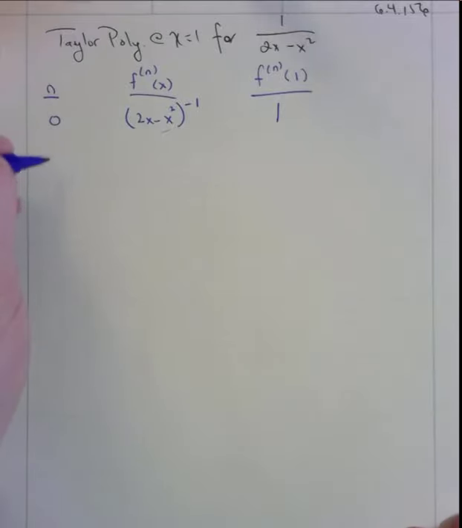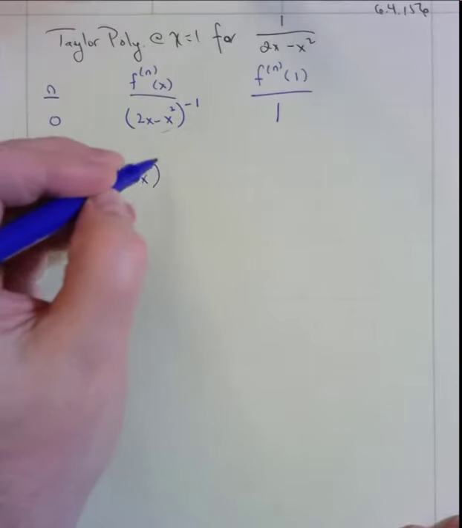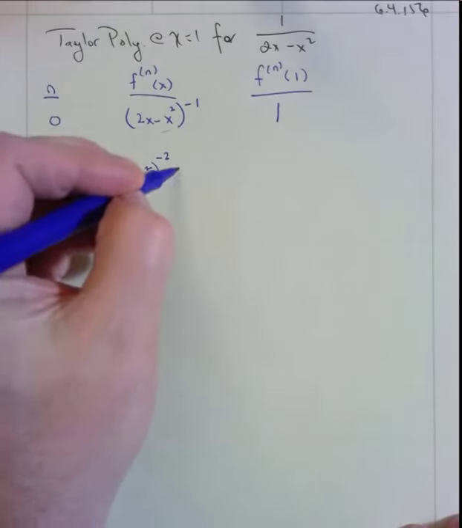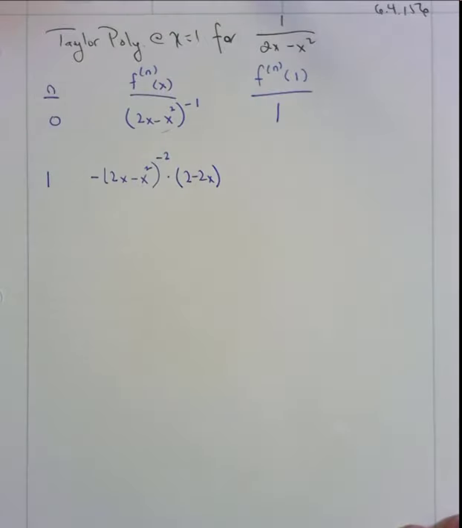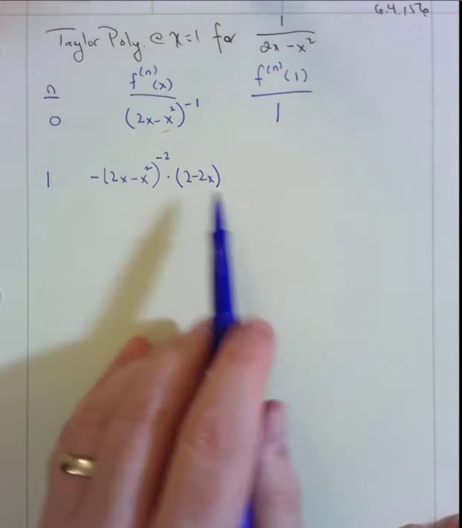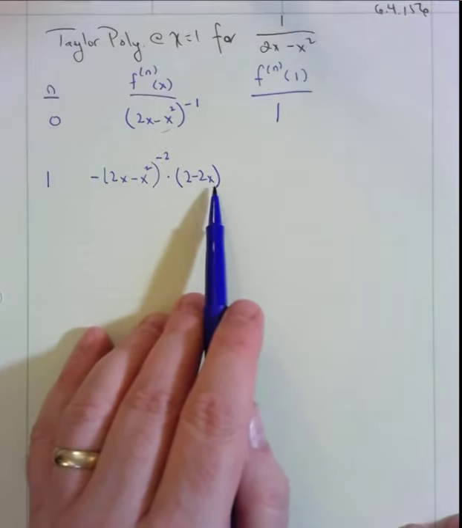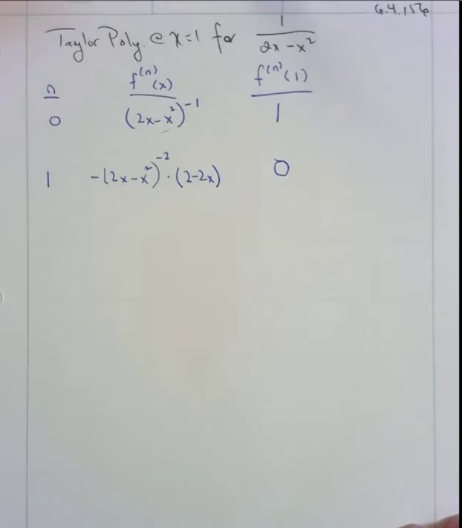And now let's go to the first derivative of this function. Well, let's drop the negative 1. We'll have 2x minus x squared to the negative 2 times the derivative of 2x minus x squared, which will be 2 minus 2x. And look what happens here when we plug in x equals 1 to fill in this third column. That term right there, the 2 minus 2x when x is 1, that's going to give us a 0, and that's multiplying everything else. Look at that. All right, let's go to n equals 2.